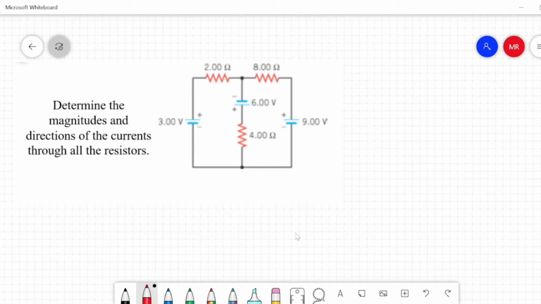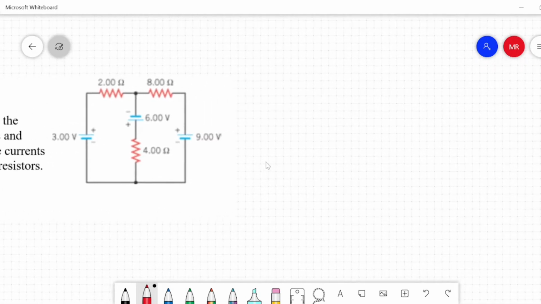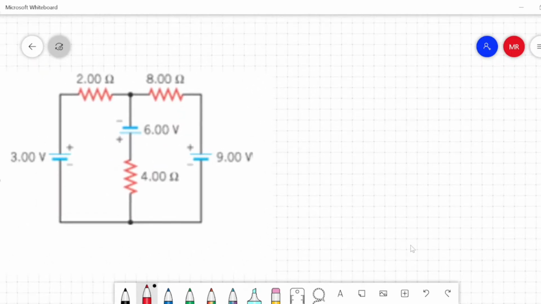Determine the magnitudes and directions of the currents through all the resistors. So in this problem, we are dealing with three resistors. Let's say that we have resistor 1 being equal to 2 ohms. Let us label our circuit so we can easily recognize our resistors. So let's say that resistor 1 is equal to 2 ohms, resistor 2 is equal to 8 ohms, and this will be our resistor 3, equal to 4 ohms.